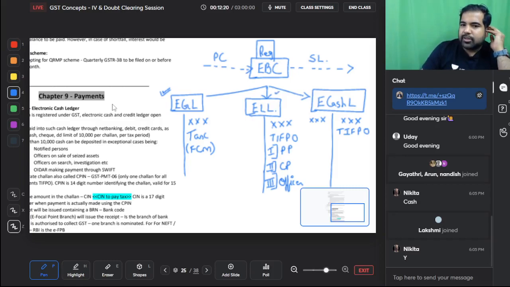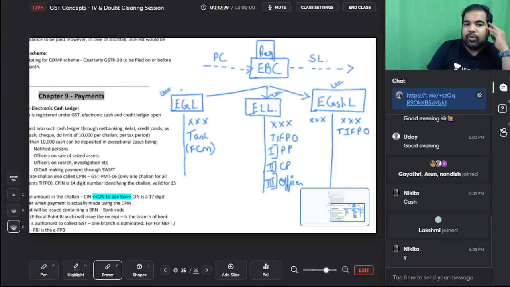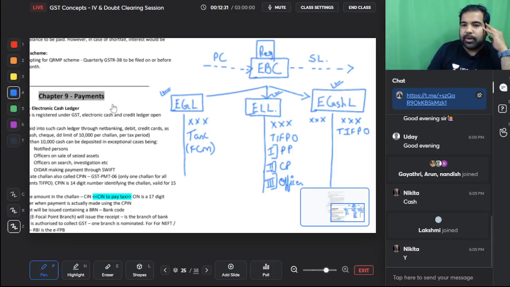These three ledgers automatically open. Yes, but if you are in the composition scheme, then the credit ledger does not open. Why? Because you can't take credit, and the credit ledger will not open up. But anyway, these are three ledgers which open up. We'll talk about the ledgers one after the other.